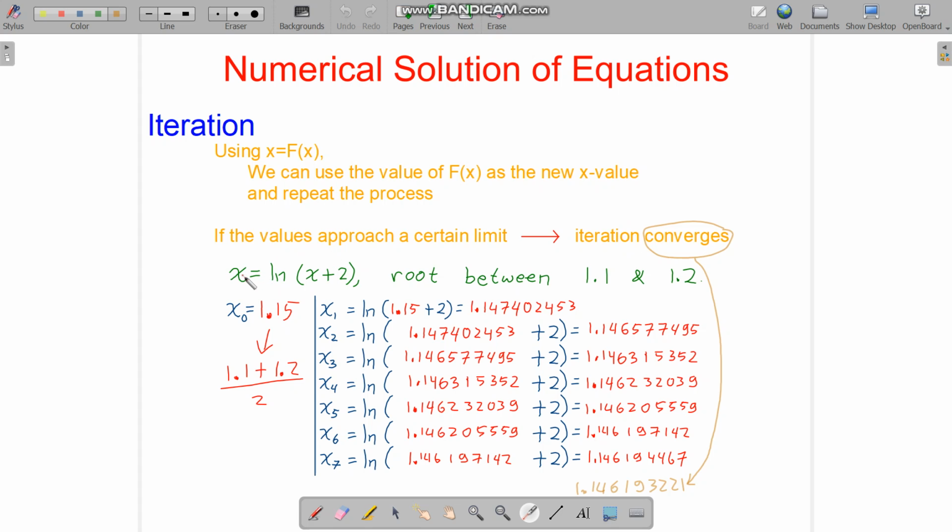So for example, x equals ln x plus 2, and the root between 1.1 and 1.2, the previous example, we use the initial estimate 1.15, the average. You plug in 1.15, see what you get, and then you use your answer, plug in again ln this plus 2. So it's like a loop here. You keep repeating the process.